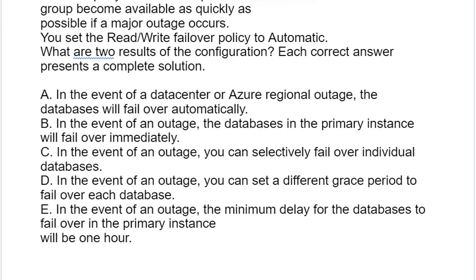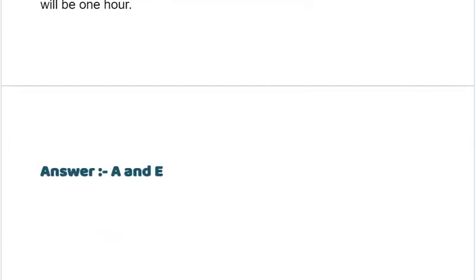Option E. In the event of an outage, the minimum delay for the databases to fail over in the primary instance will be 1 hour. Correct answer is option A and option E.